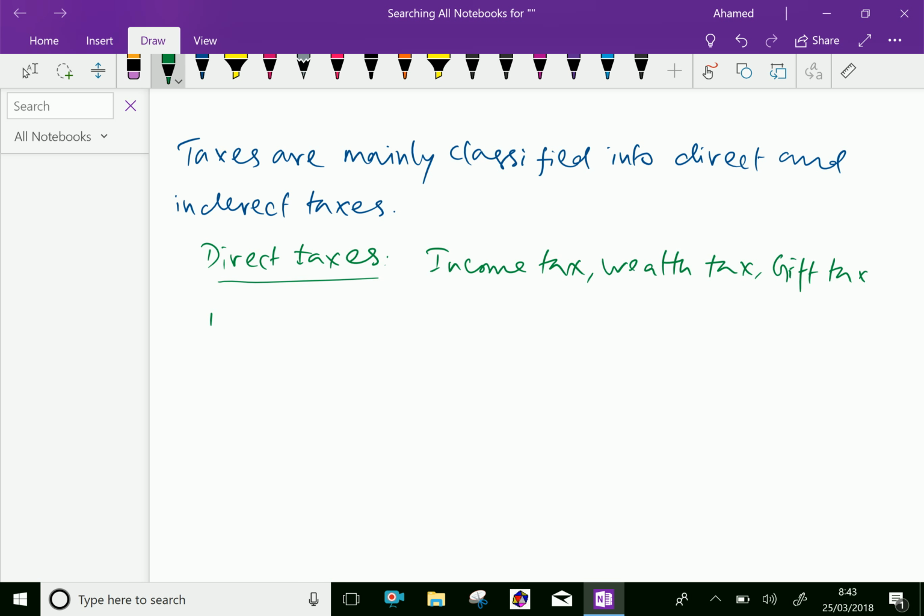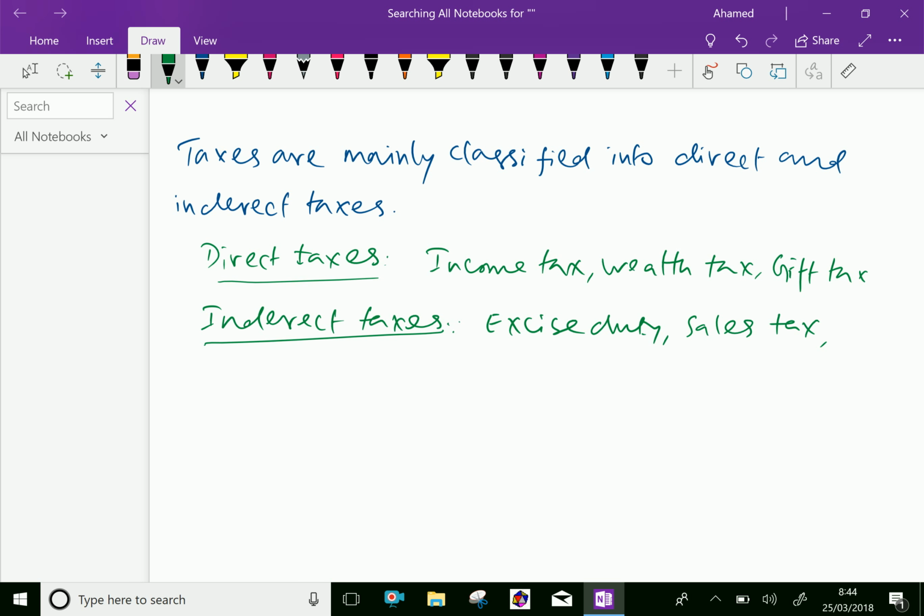Now, indirect taxes, suppose like excise duty, sales tax, and customs duty, etc. are considered as indirect taxes.